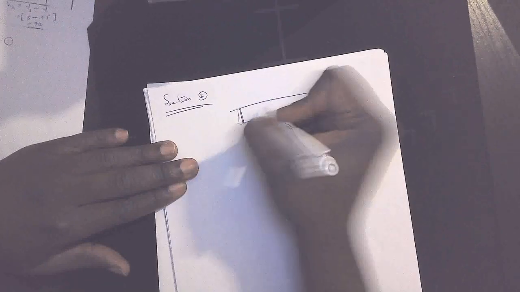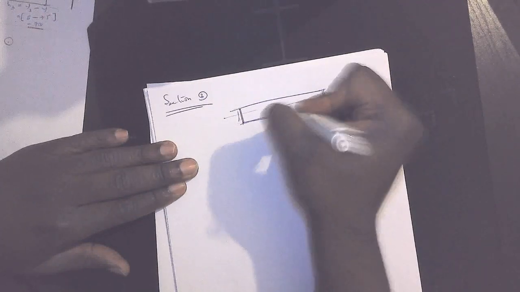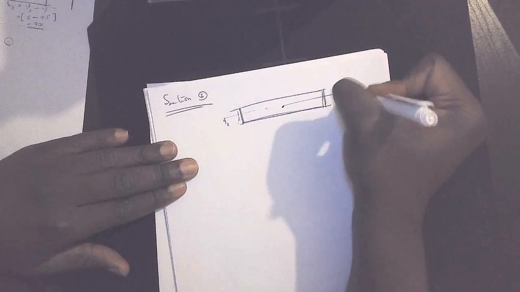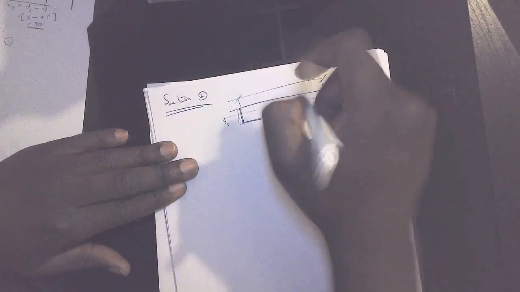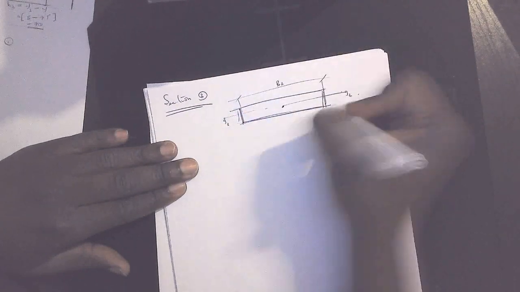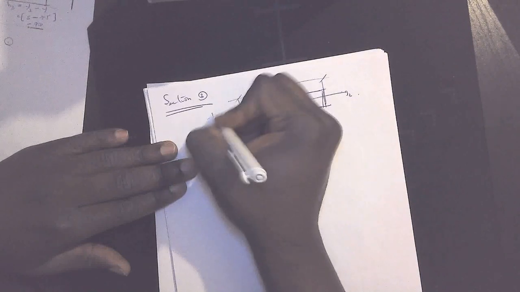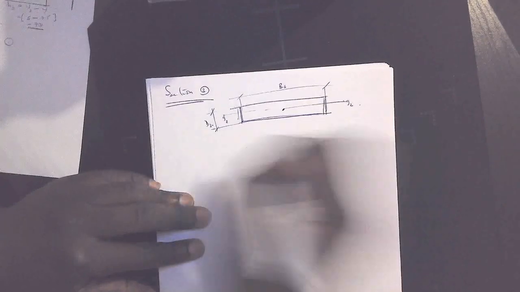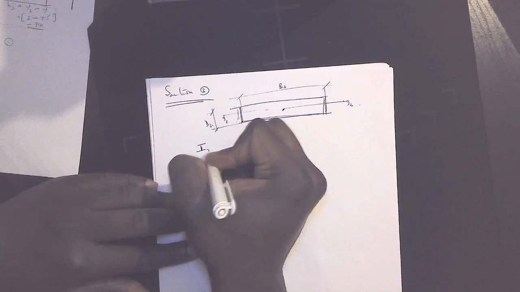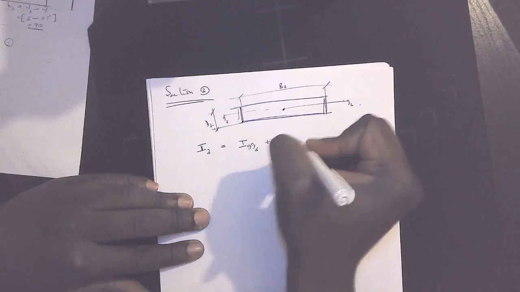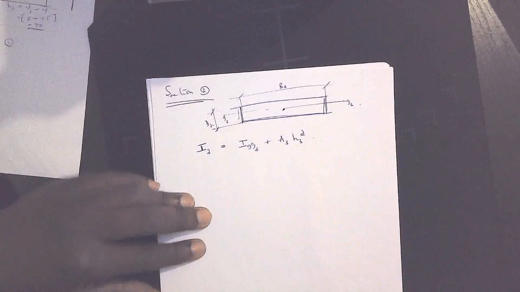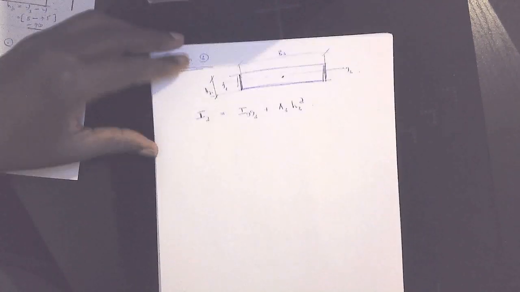I always encourage my students to always visualize a given problem. Yes, that's right. So this is G3. Again, perpendicular to the axis, this would be the depth, and the section parallel to the neutral axis will be the breadth B3. Okay. So I3 would be equal to IGG3 plus A3 H3 squared. Fairly straightforward stuff.